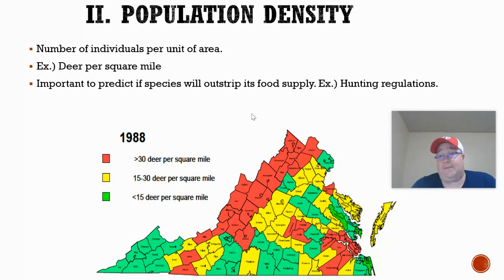This type of stuff is important when they're setting hunting regulations. They might say, well, if you live in these green counties, you can hunt one deer per year. But if you live in these red counties where there's a heck of a lot more deer and they want to control the deer population, they might say you can hunt two deer per year. So they set those regulations based on these densities. We can actually figure out approximately how many deer there are in these different counties. We do this in Indiana, Illinois, all these states.